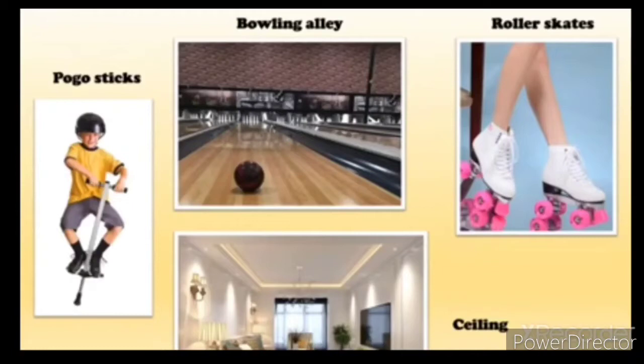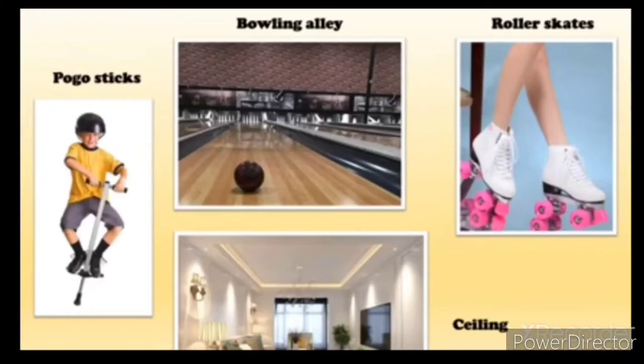Next, roller skates. You know already. Then ceiling. Ceiling means the top surface of the inside of your room. So when they take a shower, your ceilings will leak. So that means the top surface of the inside of your room will leak when they take shower. This is the meaning of new words. I hope you will understand.